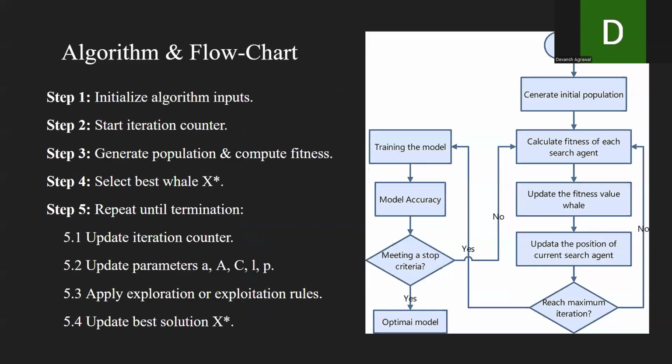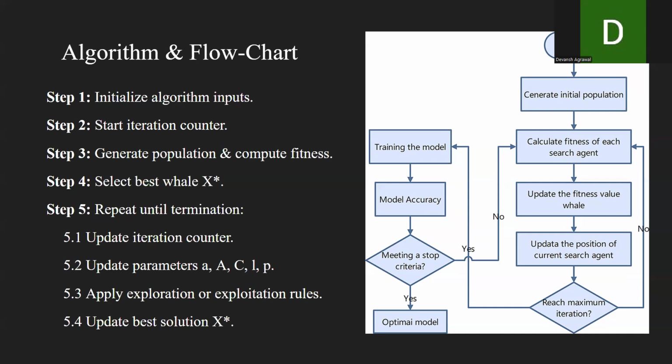Now, the algorithm and flowchart of the WOA. We begin by initializing the parameters for the algorithm: population size, maximum iterations, and the search boundaries for the problem. Next, we generate an initial population of whales randomly and evaluate their fitness. This represents the initial guess of the algorithm. From this population, we identify the best whale, which acts as the target or the prey. This best solution is dynamically updated throughout the process as better solutions emerge.